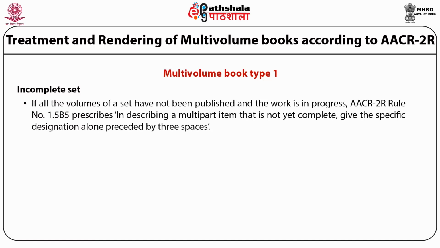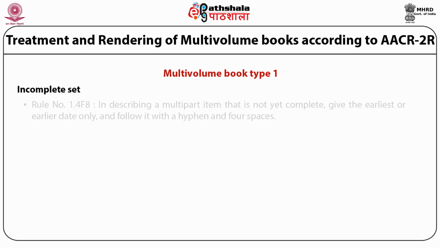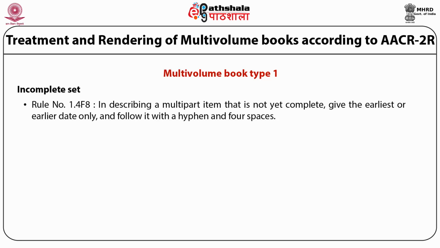Incomplete set. If all the volumes of a set have not been published and the work is in progress, AACR-2R rule number 1.5b5 prescribes, in describing a multi-part item that is not yet complete, give the specific designation alone preceded by 3 spaces. Example: v. Rule number 1.4f8.